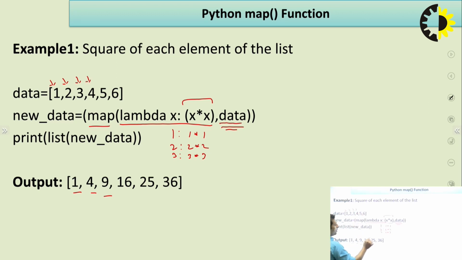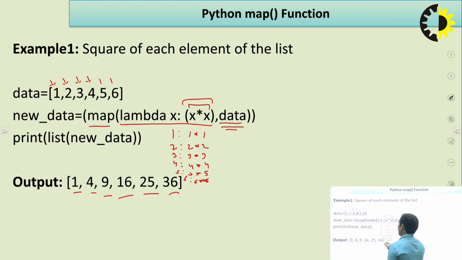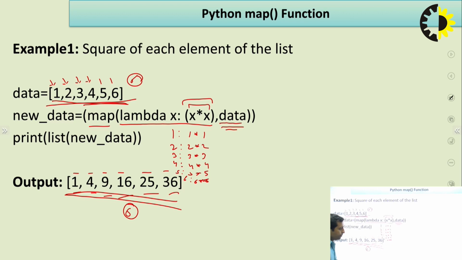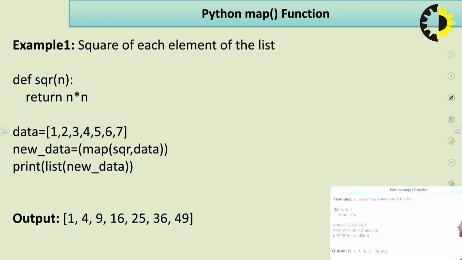Next is 4, 4 into 4 is 16, we will get 16. Next is 5 into 5, we get 25, and 6 into 6, we get 36 in the list. So we are performing the square operation on each and every element of this data set. The number of elements in the final output will be the same as in the initial list. Here 6 elements, and here also 1 2 3 4 5 6 elements. This is the example of map, the square of each element of the list.